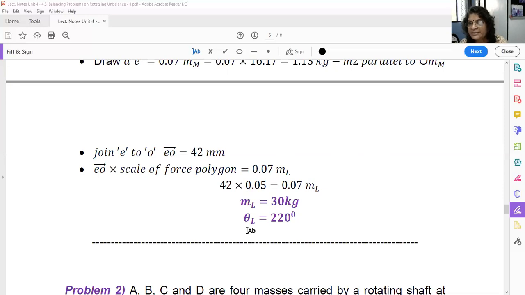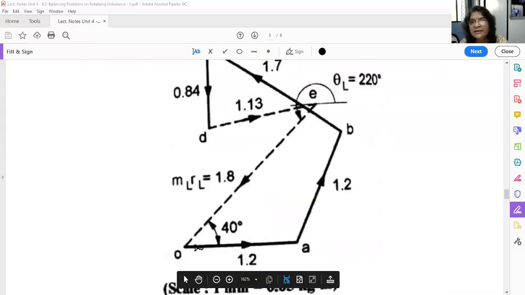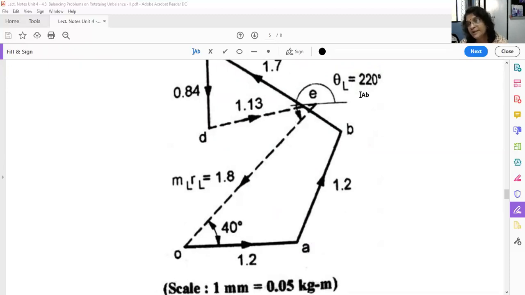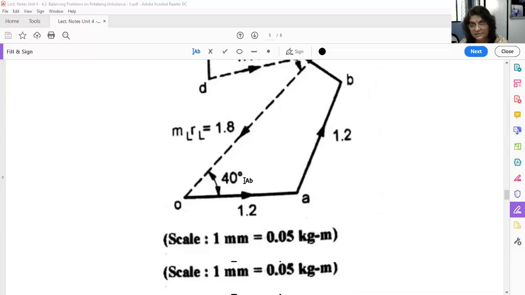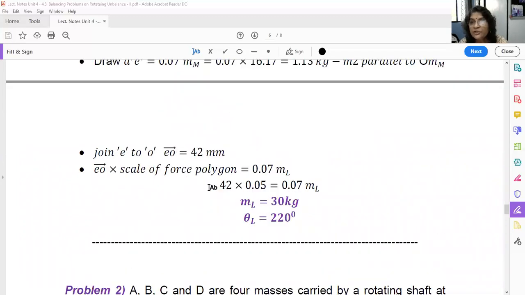And how do you get this angle theta L, 220 degree? How to measure the angle? See here, this is your vector. Okay, so where is the start of the vector? Here. Draw a horizontal line here. From the positive x-axis, measure this angle. That is 220 degree. Understood? Okay. So these are your answers. For the force polygon also you have to take a certain scale. So here we have taken 1 mm is equal to 0.05 kg. Okay. Hope you have understood the problem.